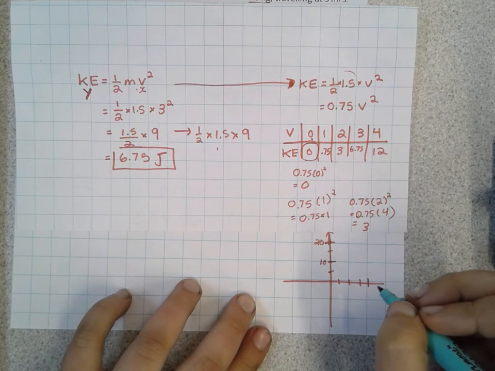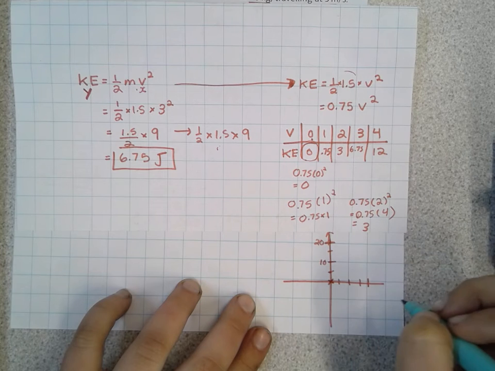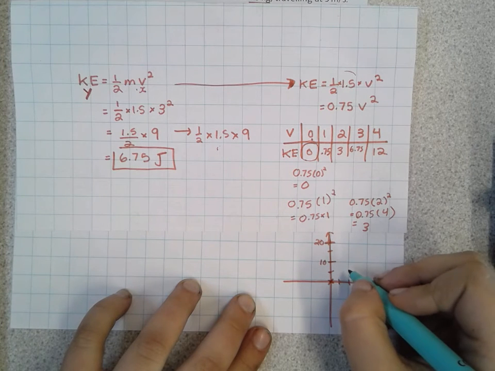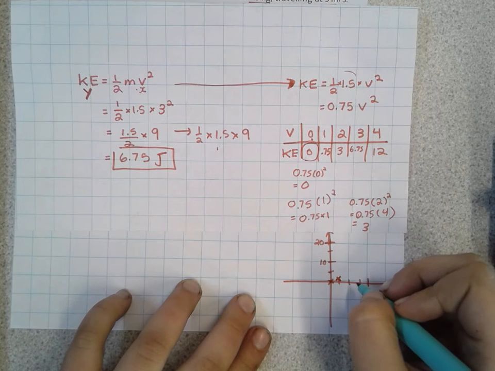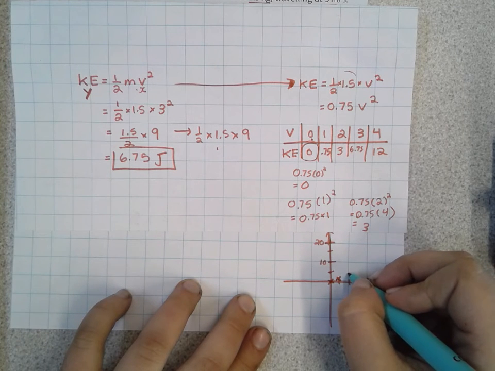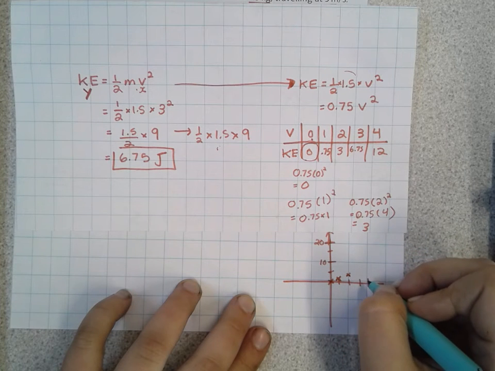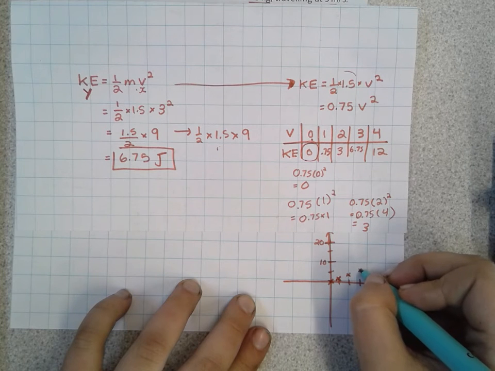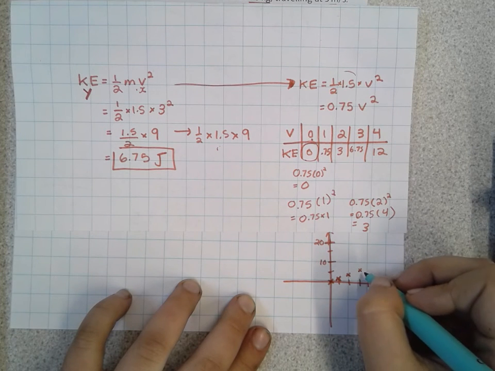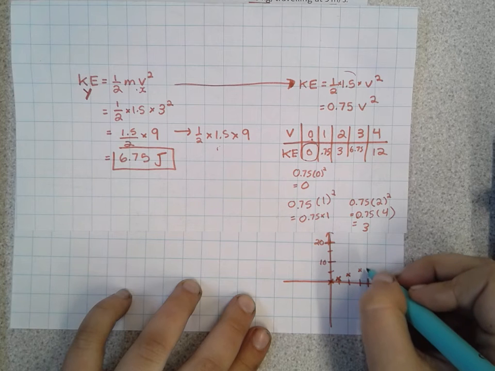So the first point I have is 0, 0. Cross that off on my graph. Next point I have is 1, 0.75. That is not very far up at all, so I'll put it there. Next I have 2, 3. So I'm going to go up to roughly 3 here. Then I have 3, 6.75. So that's just above my axis there. And then I have 4, 12.